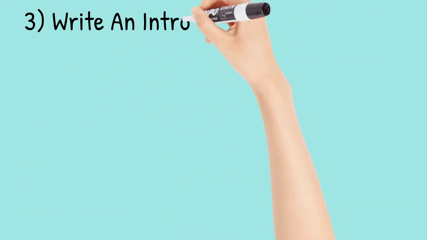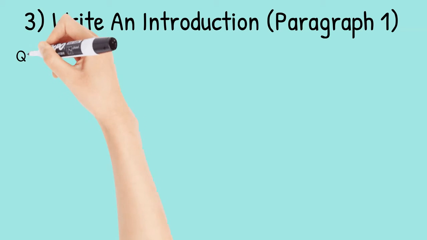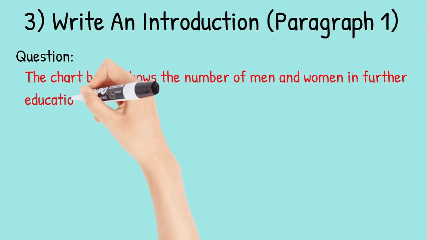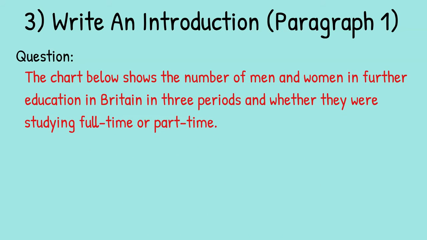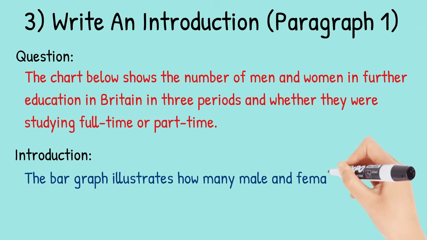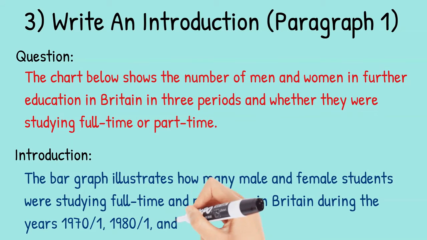First, the introduction. In the introduction, you should paraphrase the question, that is, say the same thing in a different way. You can do this by using synonyms and changing the sentence structure. For example, the question is, the chart below shows the number of men and women in further education in Britain in 3 periods and whether they were studying full-time or part-time. We can write our introduction as, the bar graph illustrates how many male and female students were studying full-time and part-time in Britain during the years 1970, 1980 and 1990. This is all you need to do for the introduction.